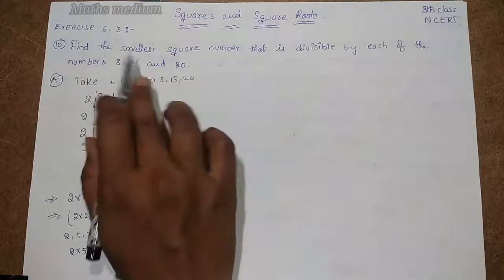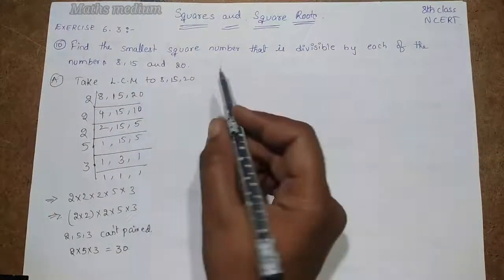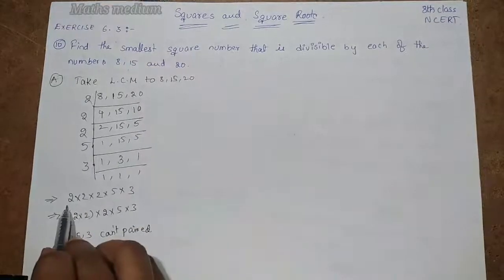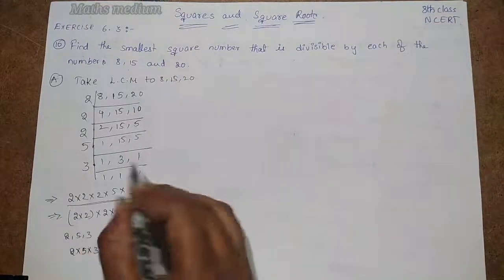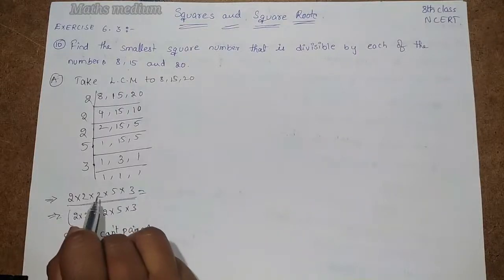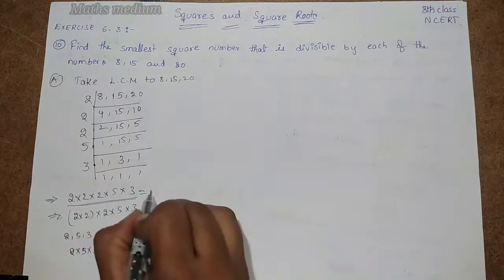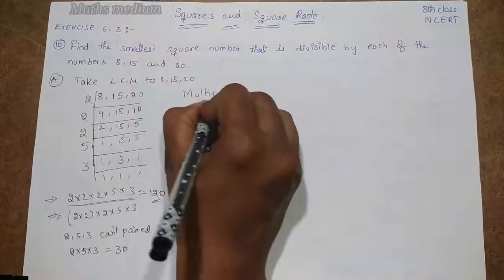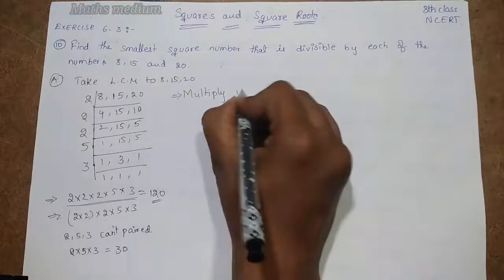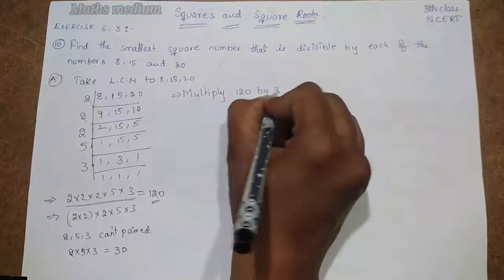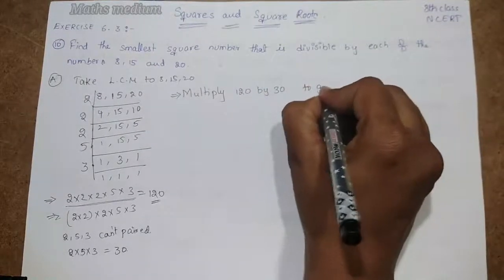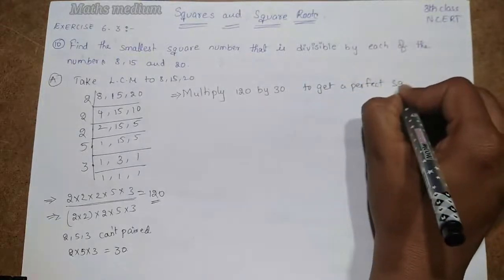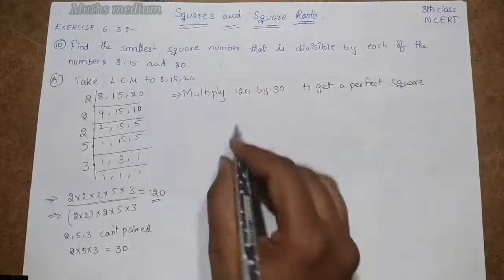Now we have to find the smallest square number for the given three numbers, but here we got 30. Which number do we have to multiply? So now multiply to get the LCM: 2 twos are 4, 4 twos are 8, 8 fives are 40, 40 threes are 120. Now multiply 120 by 30 to get a perfect square. That is also the smallest square number.